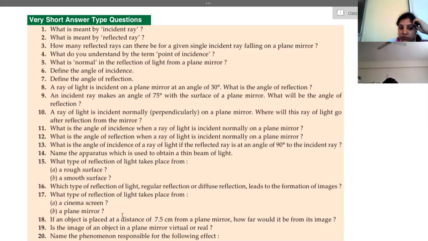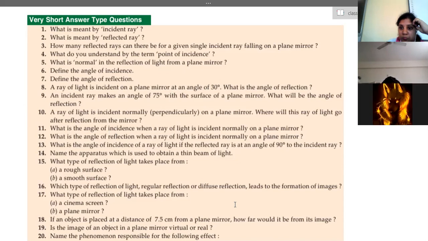Is that clear? Yes, ma'am. Everyone, you have to solve these questions. And immediately after the class, you have to show me or send me pictures of today's classwork.